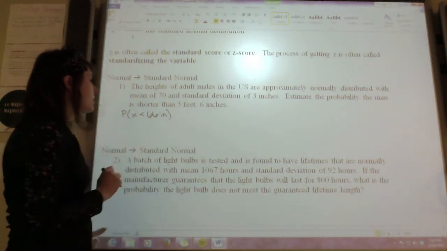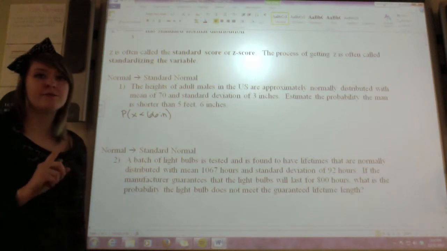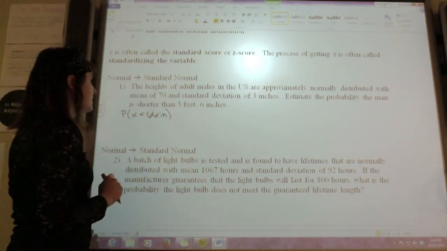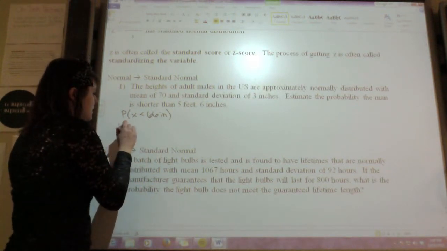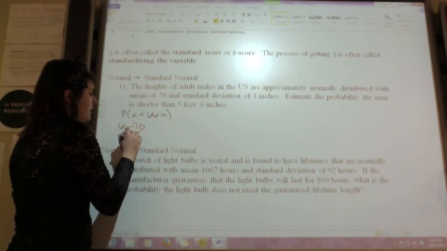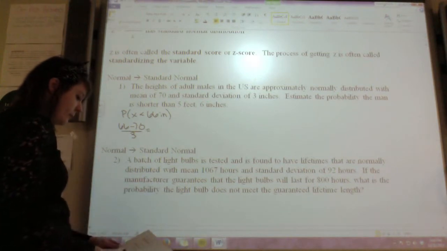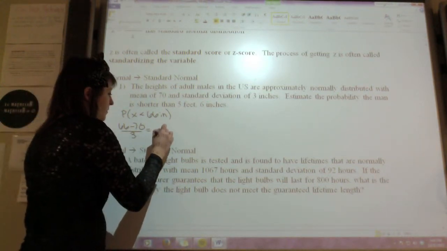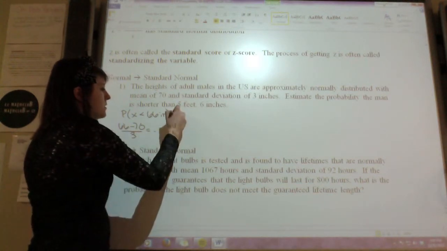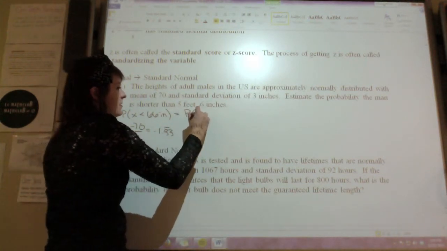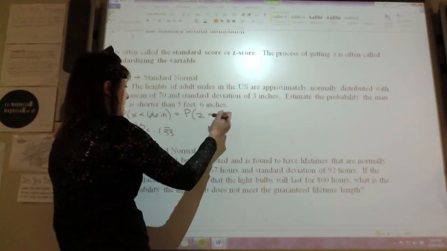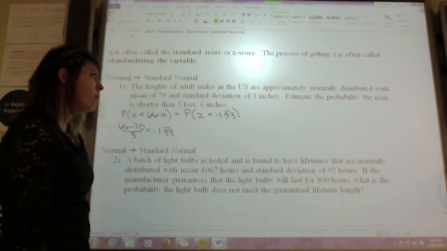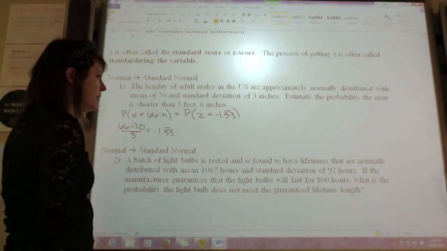Okay, so this is what I'm looking for. I'm looking for this probability, but I can't find it until I've standardized everything. So I'm going to start by standardizing the 66 inches. So I'm going to say 66 minus my mean divided by my standard deviation. And when I do that, I get negative 1.33. So this is going to actually be the probability that z is less than negative 1.33. So now I can actually find that probability using my table.